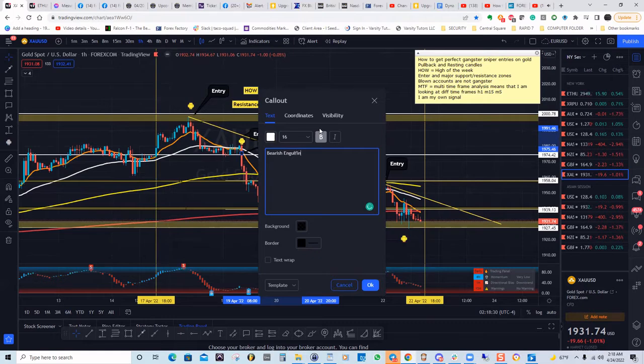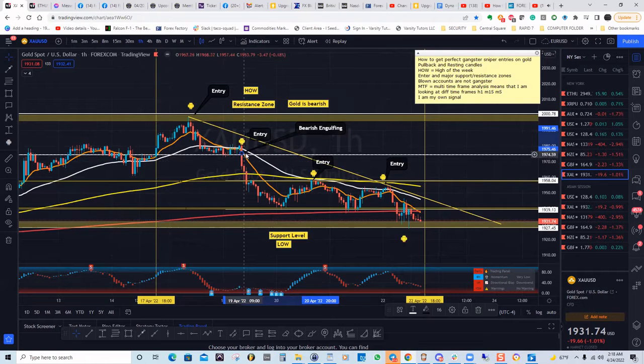I don't understand how you can blow your account when you've got an embarrassing engulfing right here. Boom. This is like a morning star or evening star, whatever they call it. This one is not so much. This might be another one.